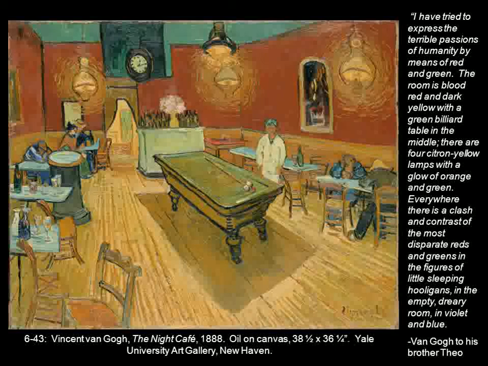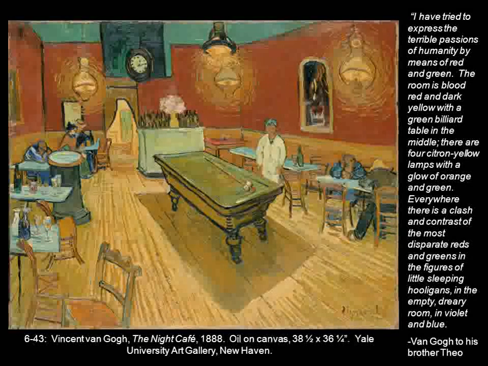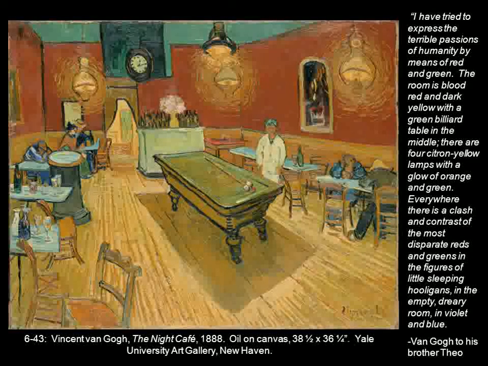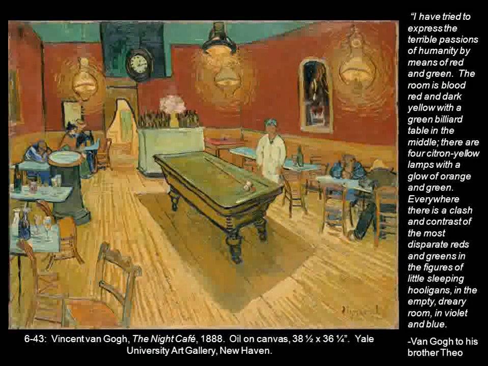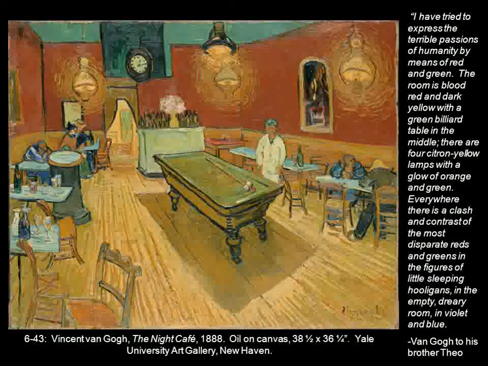Right? And here he says, "I have tried to express the terrible passions of humanity by means of red and green," again, complementary colors. "The room is blood red and dark yellow, with the green billiard table in the middle. There are 4 citron yellow lamps, with a glow of orange and green. Everywhere there's a clash and contrast of the most disparate reds and greens, in the figures of little sleeping hooligans, in the empty, dreary room, in violet and blue."